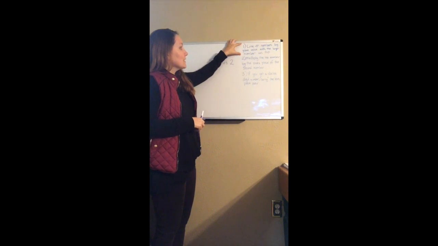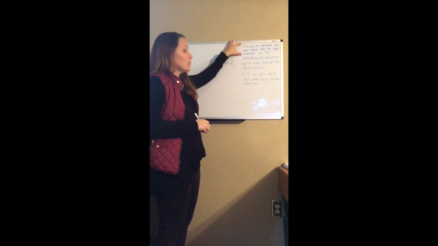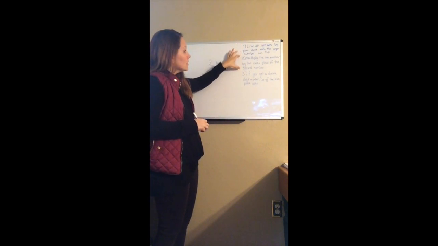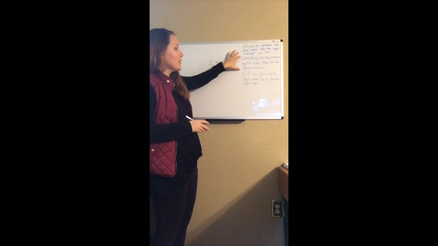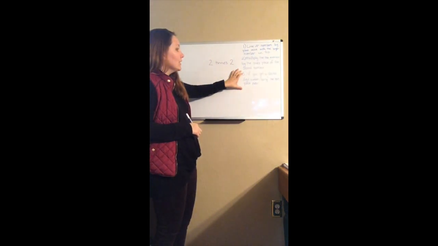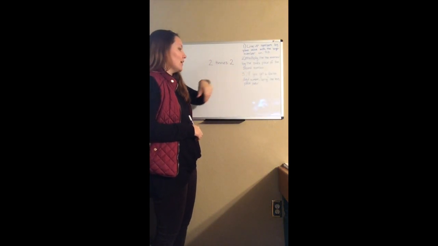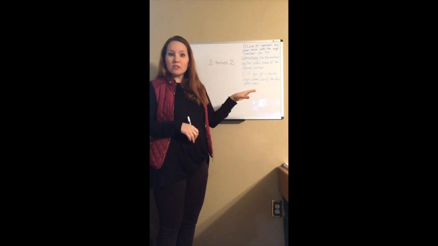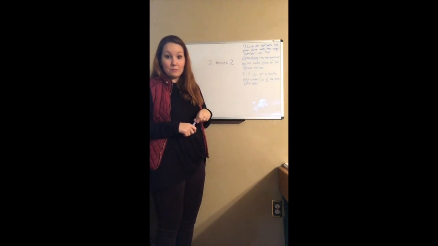So the first step is to line up numbers by the place value with a larger number on top. 2, multiply the top number by the ones place of the second number. And 3, if you get a double-digit number, carry the tens place over. So we'll be using those steps every time that we're doing one of these problems.